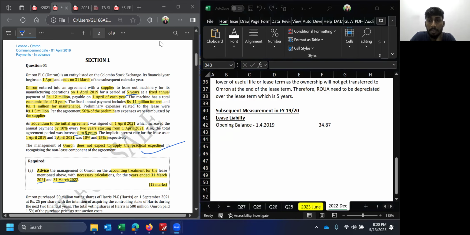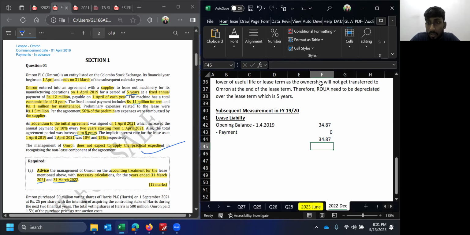If the payment is made in advance, we need to first deduct the payment, right? How much is the payment for year 1920? 11 million. Do we need to deduct that here? No. Exactly, we do not need to deduct it in the first year. Why? We have taken it directly to the right of use asset carrying amount. It is not reflected in the 34.87. Therefore, no payment needs to be deducted.